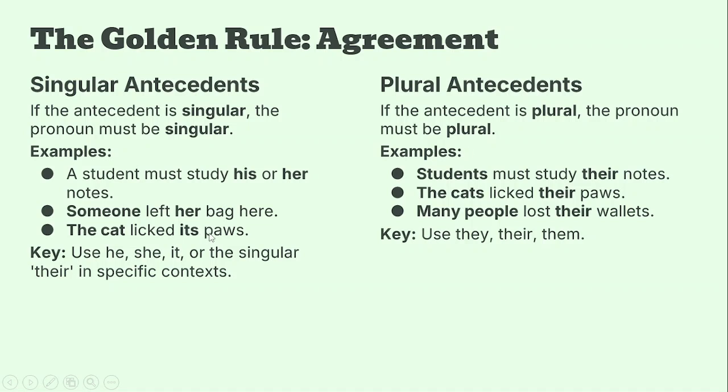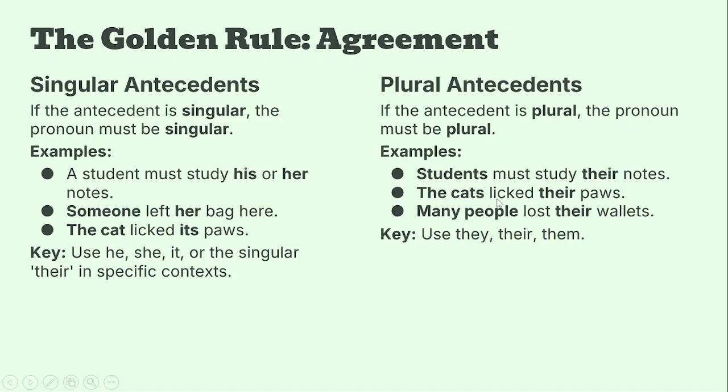On the other hand, if you have a plural antecedent, this means that your pronoun must be plural. Students must study their notes. Why did we use their? Because it refers back to students. Students is the antecedent for the pronoun. Students is plural. That's why we used their there.